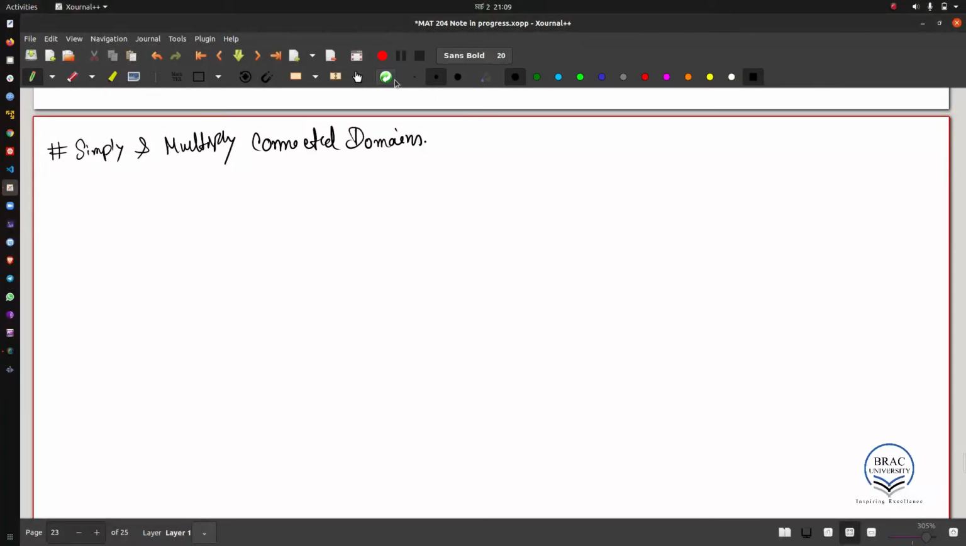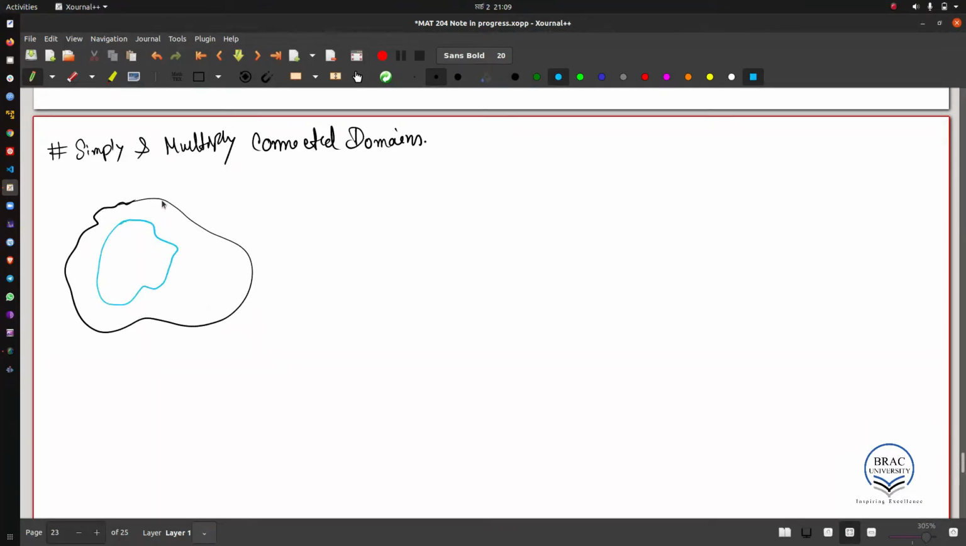Now, what is a simply connected domain? Let's say you have a domain like this, and you have a contour inside it like this. A simply connected domain is defined such that if you draw any simply closed contour within this domain, it encloses only points of D. What does that mean? Let's say this is the domain D, and this blue line is our simply closed contour, and inside this contour all the points are a part of D itself. That is what simply connected means.